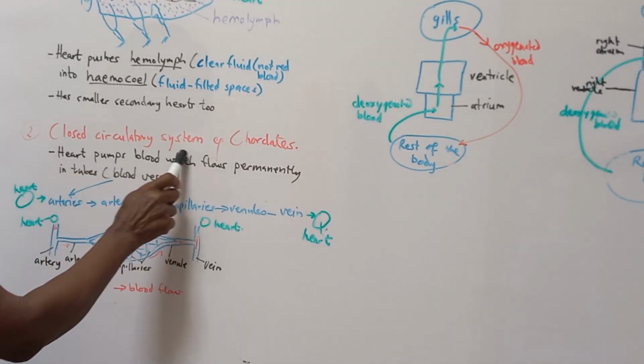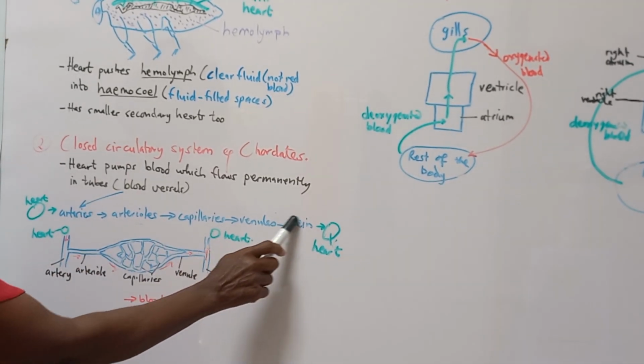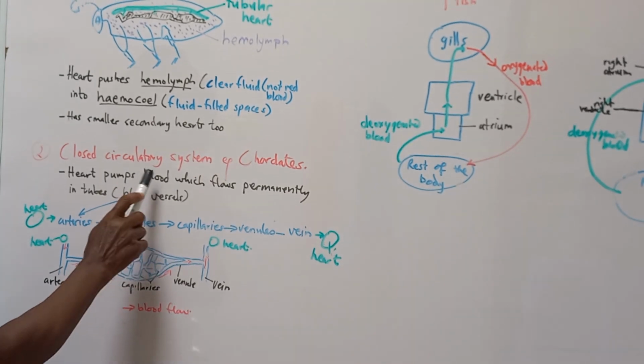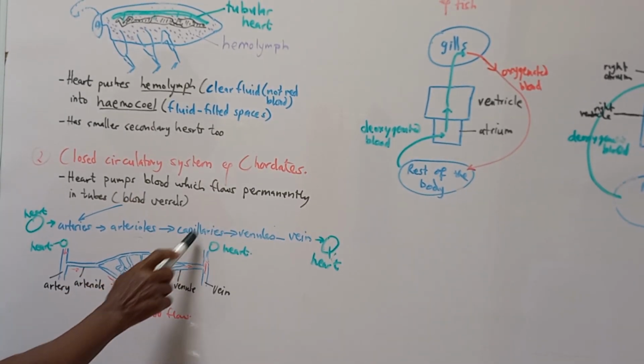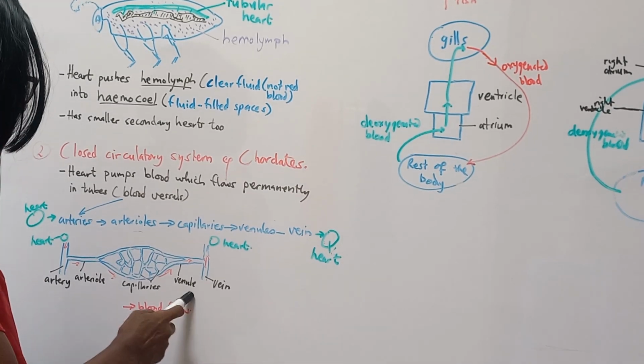So closed circulatory system means blood flows continually in tubes. It doesn't flow out of the tube. And closed circulatory system is found in all chordates. We've given ourselves examples of chordates already, isn't it?